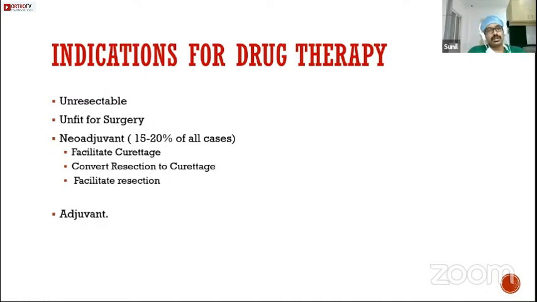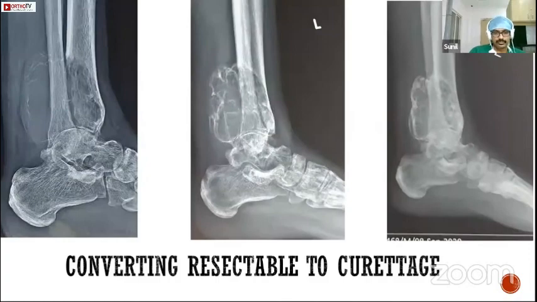So the indication for drug therapy is unresectable disease, or if a patient is supposedly unfit for surgery. In overall GCT, only 15 to 20% of these patients will need neoadjuvant denosumab. That too to facilitate curettage, or convert a resection into a curable lesion, or to facilitate a resection. I'll give you examples for each of these. The role of denosumab as adjuvant after resection or after complete curettage is not known.